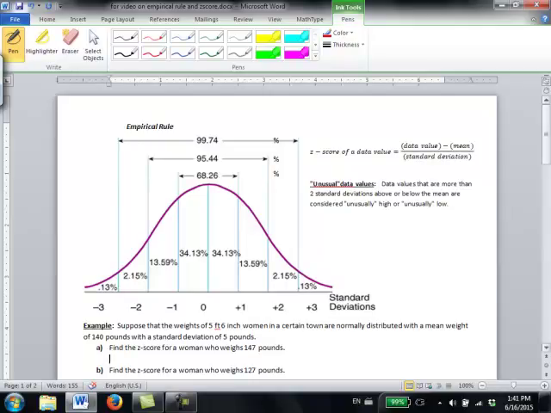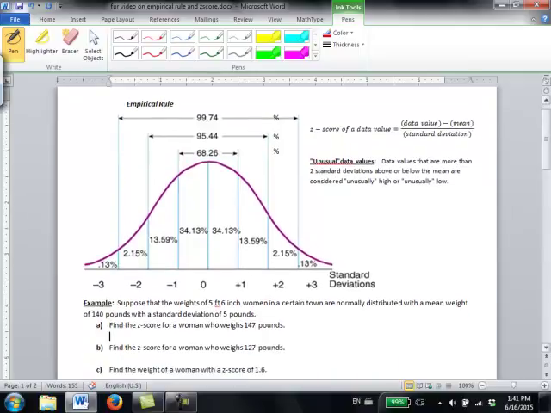In this video, we're going to do a quick example related to the empirical rule and z-scores. Recall that the empirical rule tells us that if we have a set of data that's normally distributed, then the empirical rule gives us these percentages as shown here in this picture.